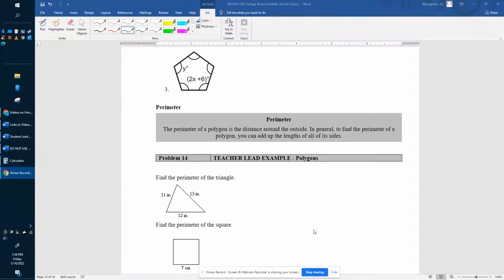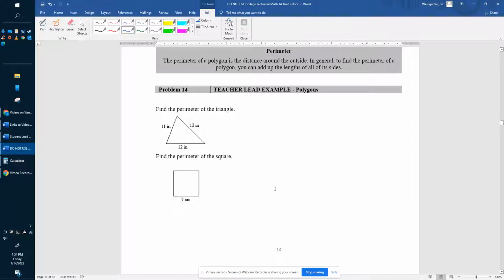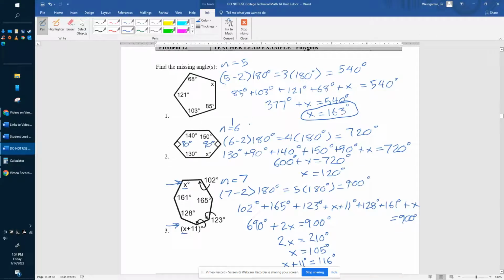So for perimeters, we will simply add the lengths of the outside of each polygon. So let's look at problem number 14. We have the perimeter of this triangle. What is it? So we will add 11.